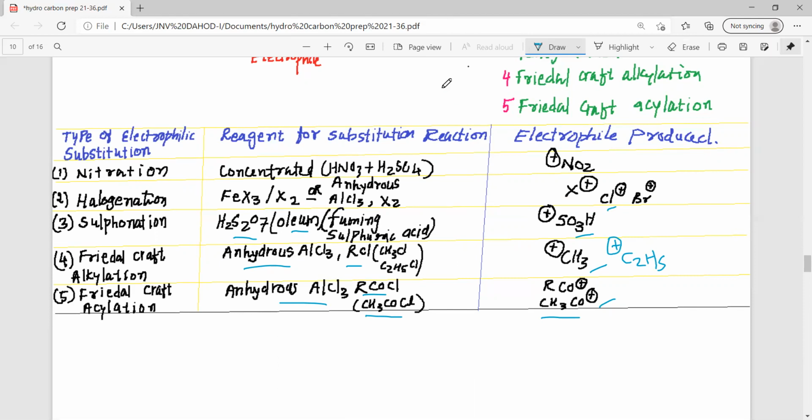So this is how, my dear students, we understand the various electrophilic substitution reactions. I hope, my dear students, you have enjoyed your studies. Wish you happy learning.